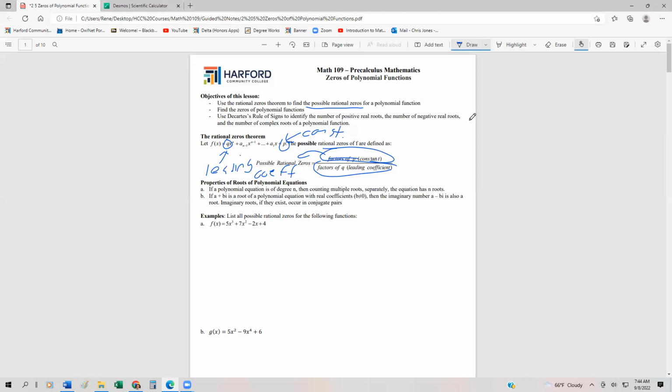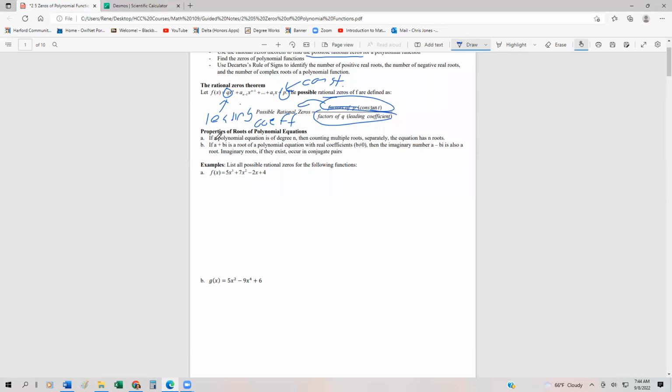So let's go ahead and say that if for some reason we have a polynomial function of degree n, then the equation has n roots, okay? So that's one of the properties. So basically, if we have a third degree equation, then we have three roots. Some of them might have multiplicity greater than one.